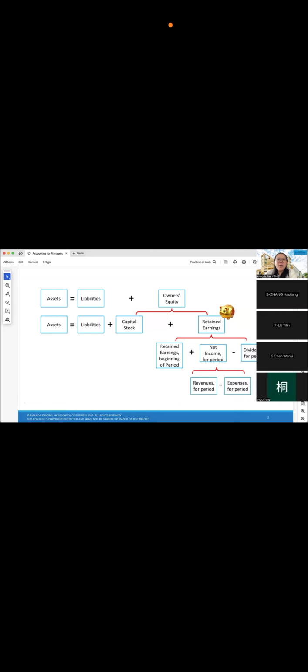How do we calculate net income? Net income is total revenue minus total expenses for the year. Revenue minus expenses is shown in a statement called the income statement. This slide is just to recap what the accounting equation is and what the different components making up the accounting equation are.